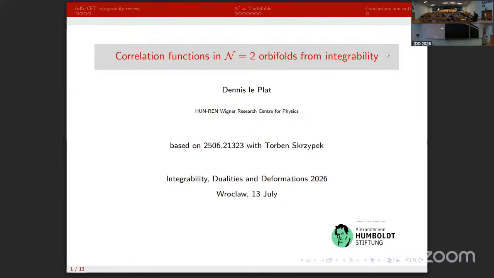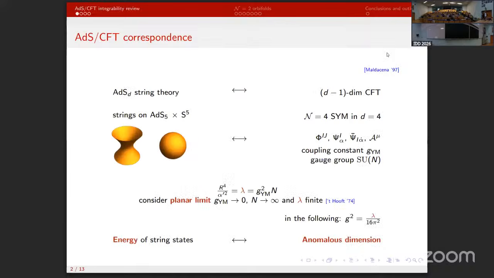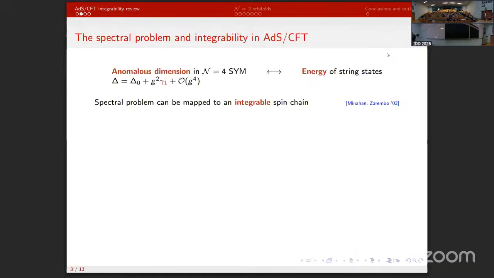But yeah, before we look into the orbifolds, oh, it doesn't do anything. David, do I? Oh, no, it does, sorry.